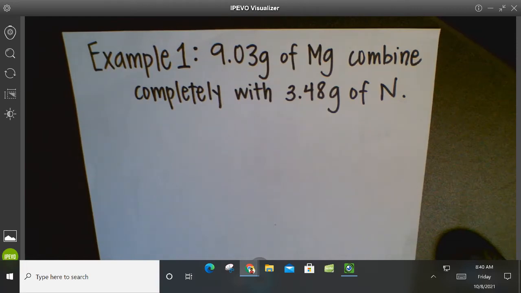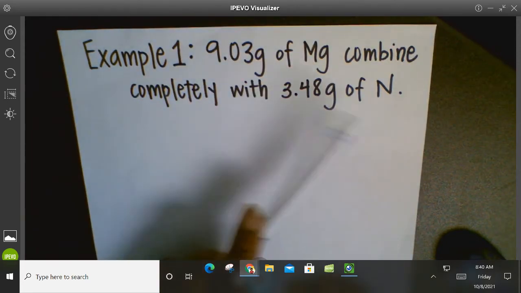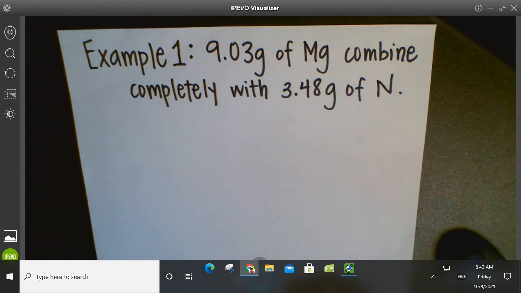So we are continuing to look at percent composition, and I'm going to work three different example problems to just refresh and clarify as needed. So if we look at the first example, what I have here is 9.03 grams of magnesium combined completely with 3.48 grams of nitrogen. And what I want to find is the percent magnesium in this compound as well as the percent nitrogen in this compound.